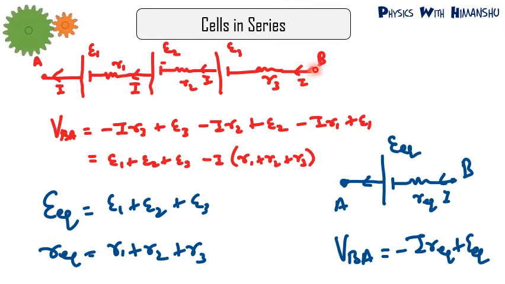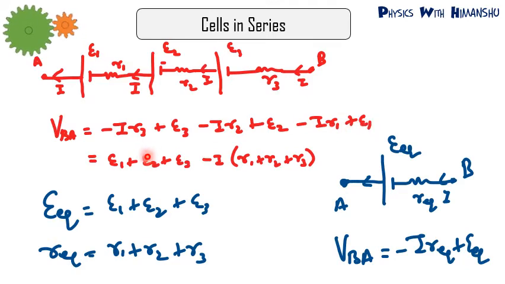So suppose I put a point B here, point A here, and I try to find out VBA. That is, we'll move from B to A and write the Kirchhoff equation. Current is from B to A. So for R3 we'll write minus IR3, and we'll get the negative terminal first, so we'll write plus E3. Then we are going in this direction, current is in this direction. We'll write minus IR2 plus E2 because we'll get the negative terminal first. Then for the internal resistance R1, minus IR1 plus E1.